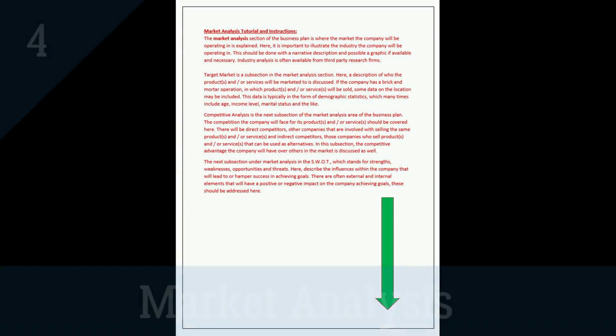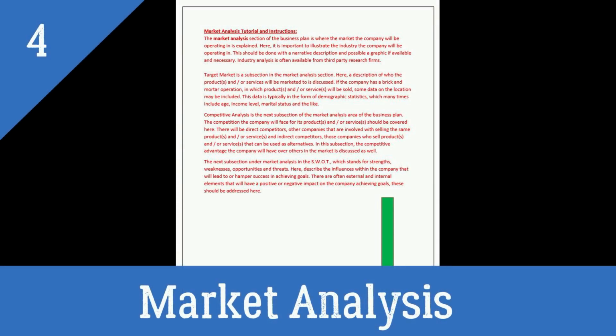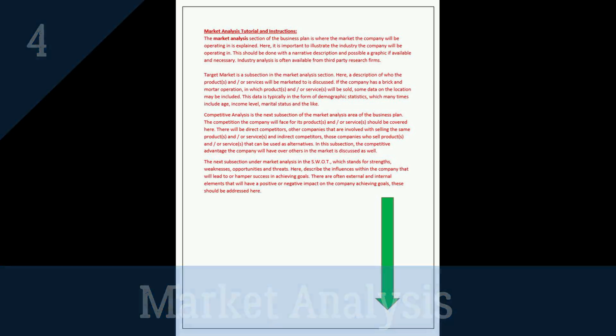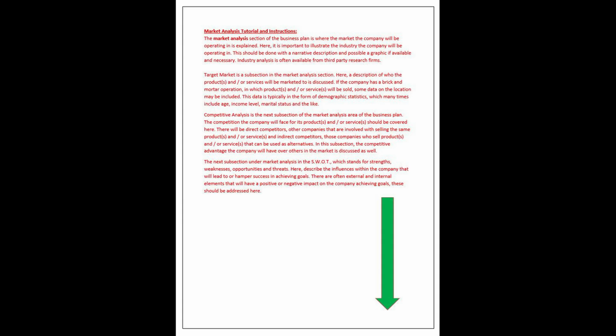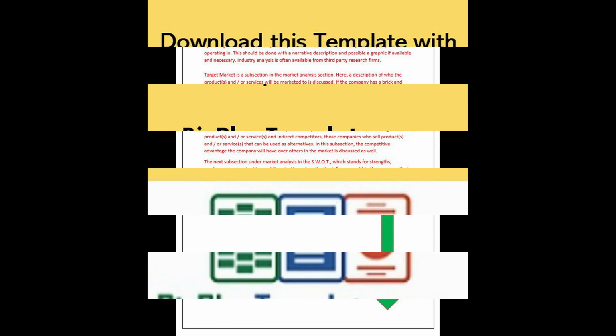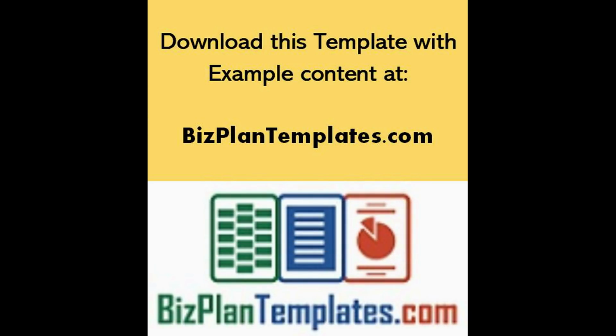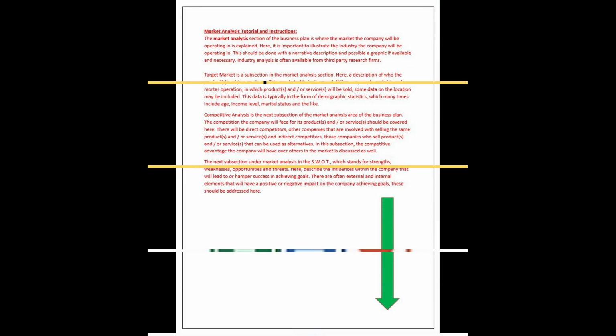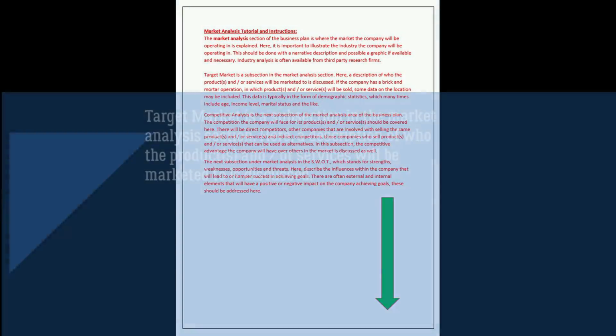Market Analysis Tutorial and Instructions. The Market Analysis section of the business plan is where the market the company will be operating in is explained. Here, it is important to illustrate the industry the company will be operating in. This should be done with a narrative description and possibly a graphic if available and necessary. Industry analysis is often available from third-party research firms.